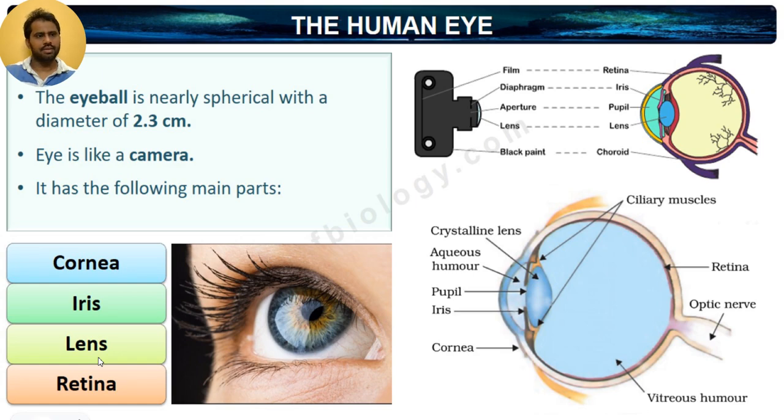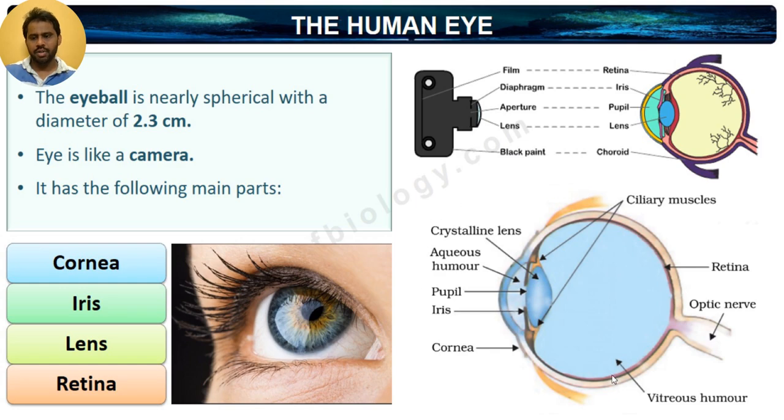Retina, as I said, is the place where the image is formed. Lens is the lens of the human eye. And the human eye has a convex lens, which converges the rays of light passing through it onto the retina. We have the iris and the cornea. One by one, we will try to understand the different parts of the human eye and their functions. We have ciliary muscles. See, ciliary muscles has been labeled here.